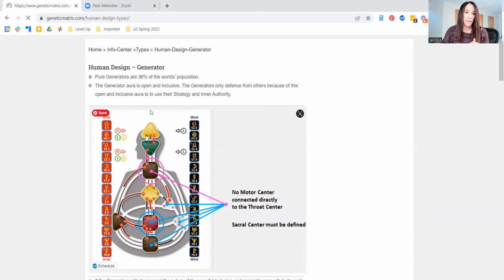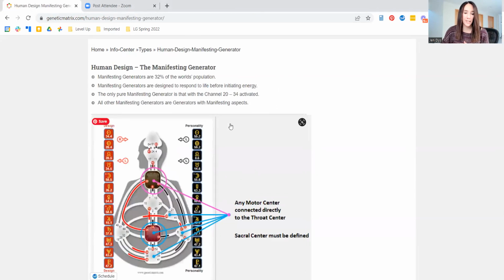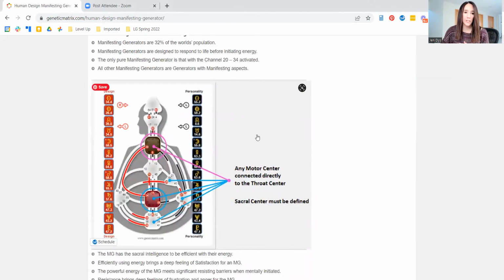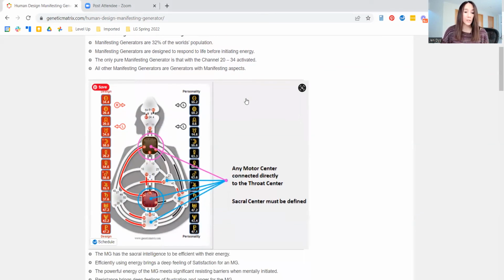But then if I come back here, I will pull up the manifesting generator and you'll be able to see the difference. Because they're breaking them apart, this is going to tell you that manifesting generators make up about 32% of the world's population. So when you combine those two, I think it's like 67% of the population is either a generator or a manifesting generator. Again, the sacral center has to be defined because you're still considered that generator.